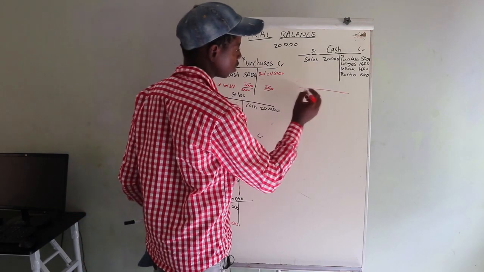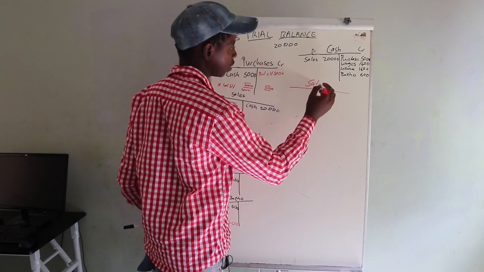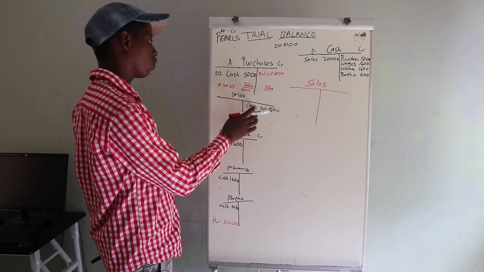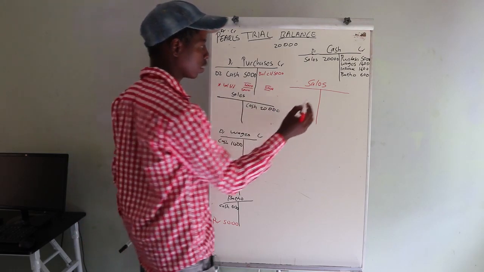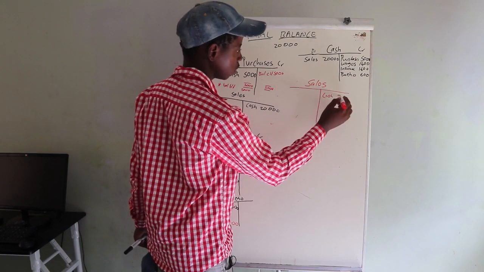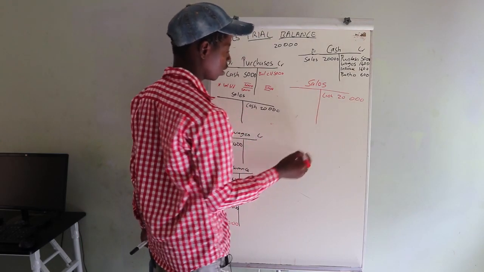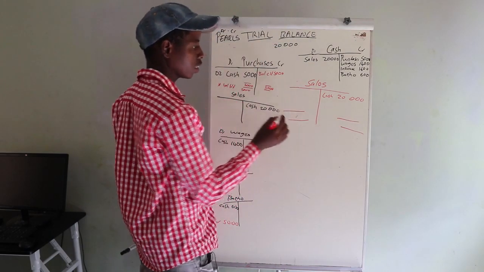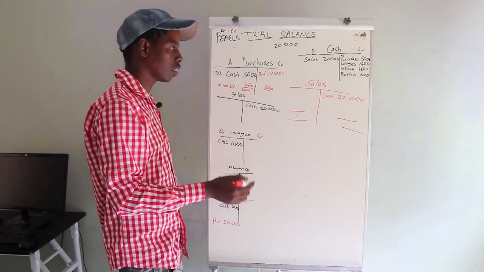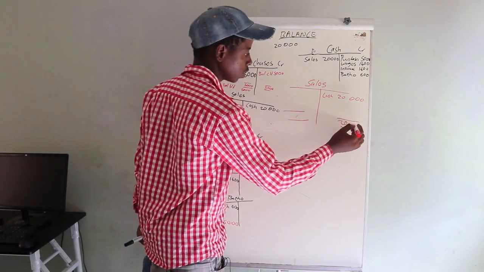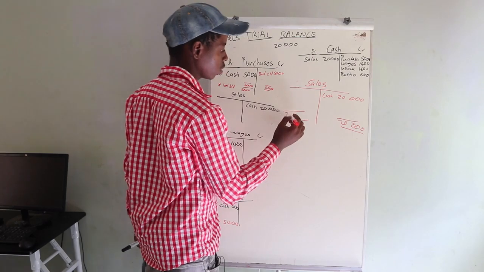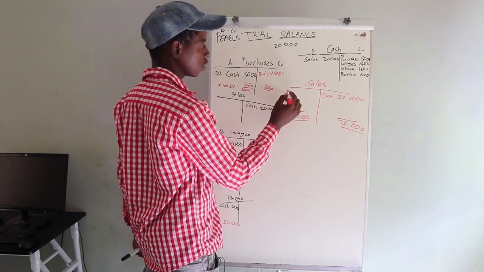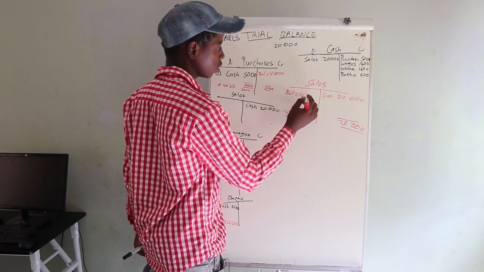So let me do sales, right? With sales, we have credit of 20,000, right? This cash 20,000. We're going to draw the equal sign here and then the equal sign. So we want to balance this. This is 20,000. It means we're going to write 20,000 again here. And then we write balance carried down.